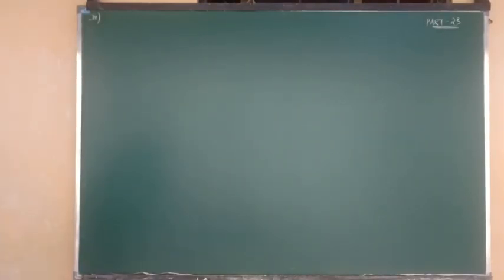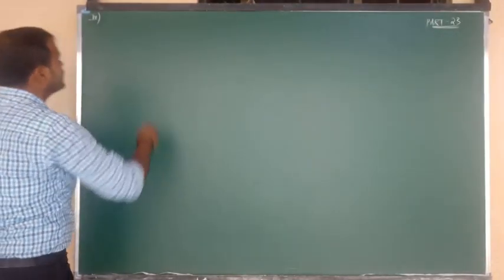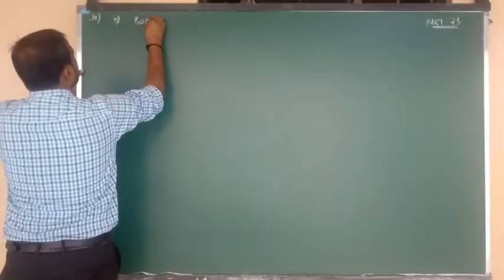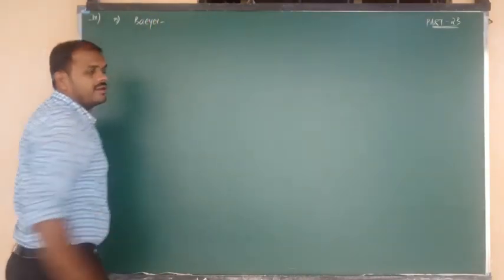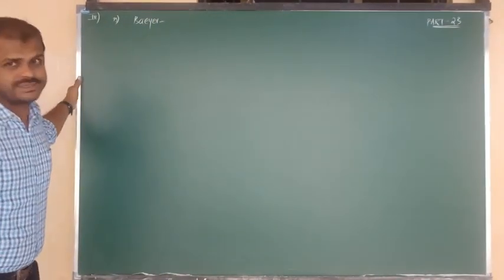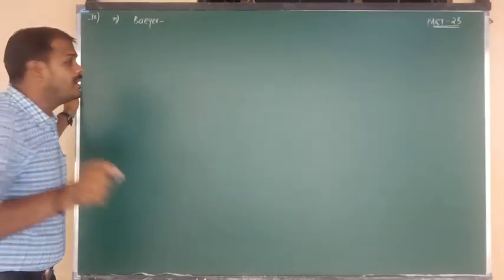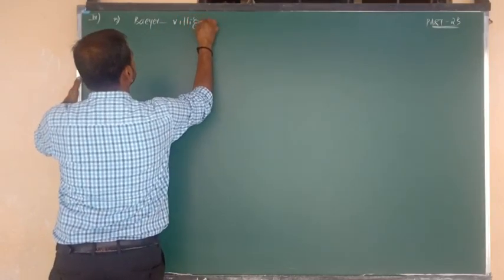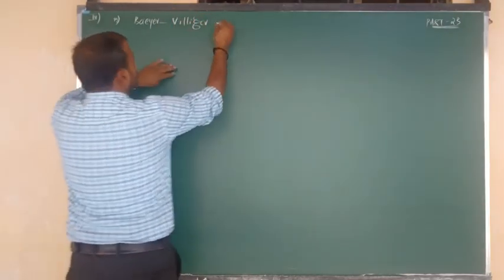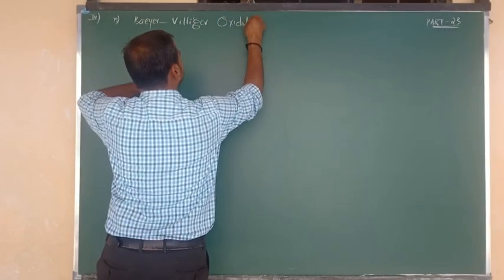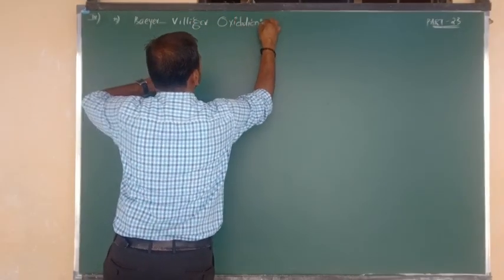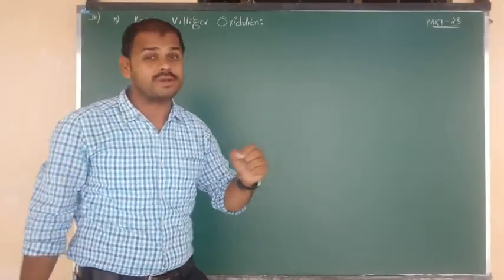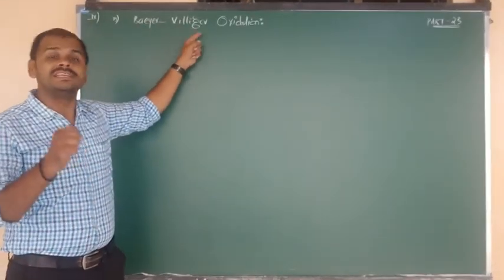What is the type 2 reaction? That is nothing but the type 5 reaction. Very, very important. The reaction name is called Baeyer-Villiger oxidation. So what is meant by Baeyer-Villiger oxidation? That we are going to discuss now. What is meant by Baeyer-Villiger oxidation?